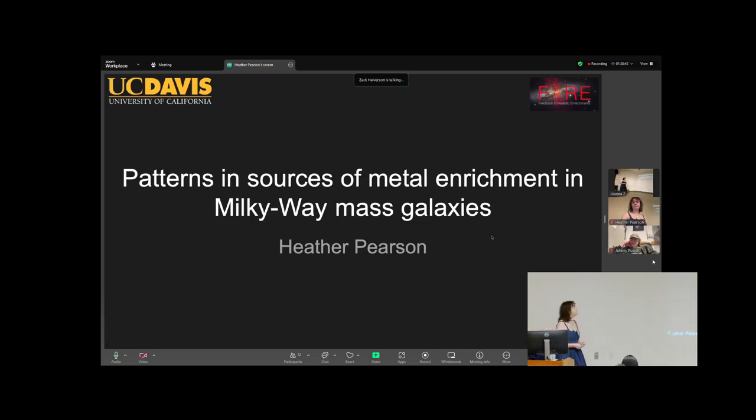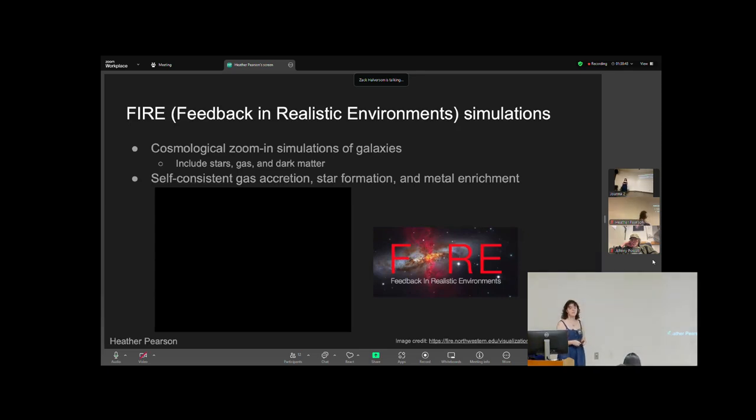So for this project, I used FIRE simulations, which, as many of you know, are cosmological zoom-in simulations of galaxies that include star particles, gas cells, and dark matter. And the simulations have self-consistent gas accretion, star formation, and metal enrichment. I'm going to play for you the beginning of a movie where we have redshift counting down to 0 as a galaxy forms. And you can see as this galaxy is forming that there are a lot of mergers and then bursts of star formation that cause supernovae that eject materials from the main galaxy, and that'll be important later.